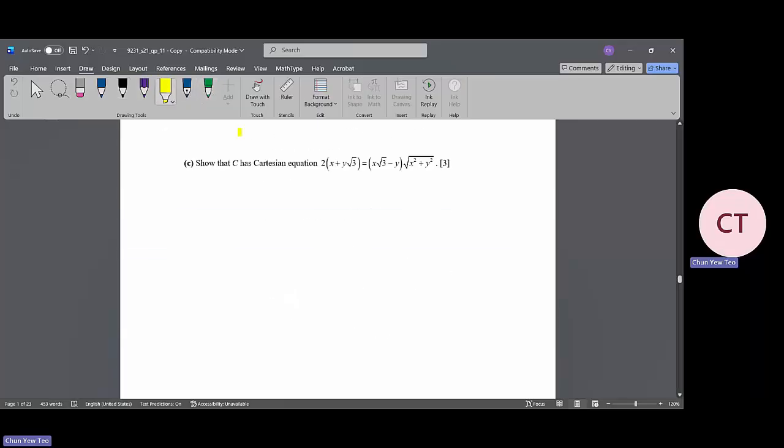Now we move on to 5C. Show that the Cartesian equation of the polar curve can be represented in such a way. So over here, we actually know that r is the square root of x squared plus y squared. We also know that tangent theta is equal to y over x. Okay, so our equation over here is given.